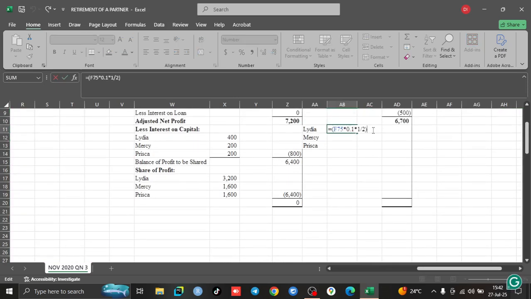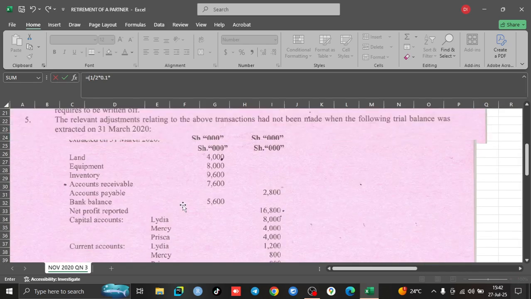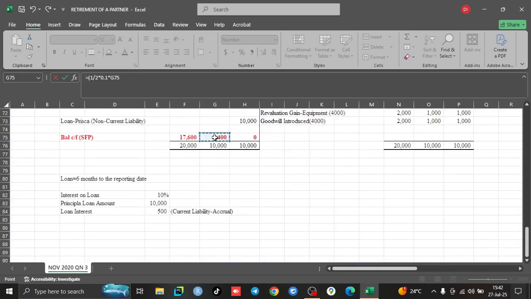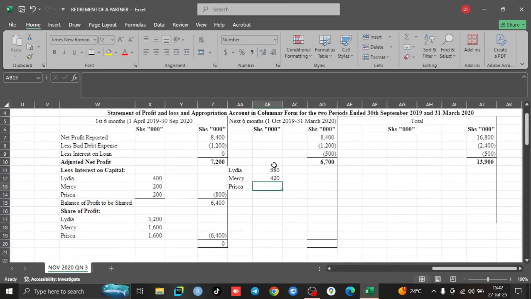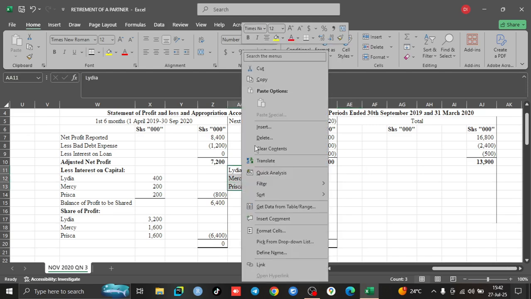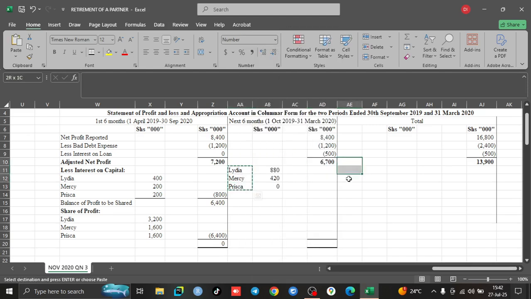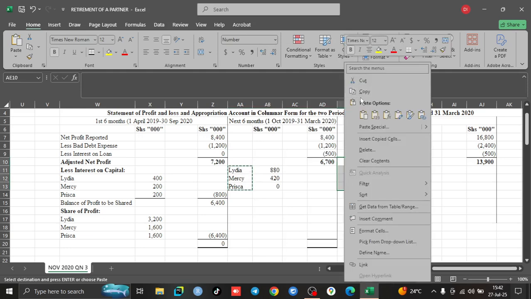So it's calculated like so. The same for Mercy. Mercy will be a half of that year times interest on capital, still at 10%, but her capital now has changed to 84. Okay, like that. Priska though no longer has capital, so she won't get any interest on capital. So this is Lydia, Mercy, and Priska here. I can now get their totals here.